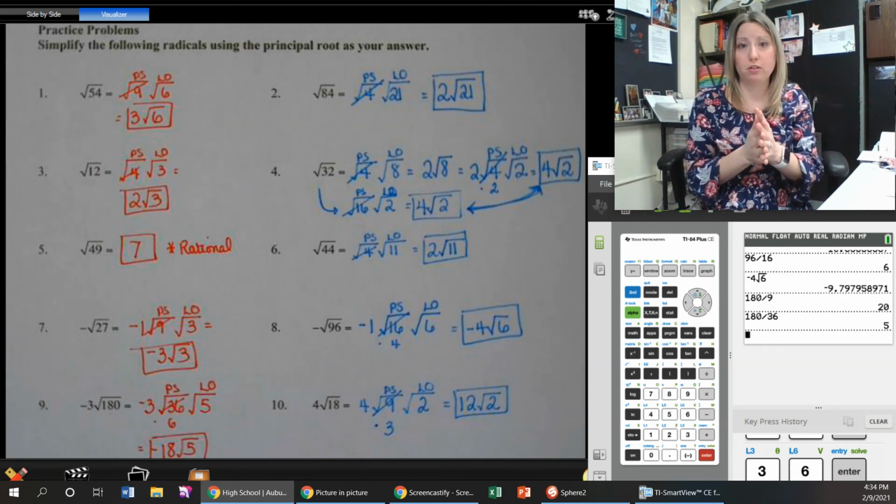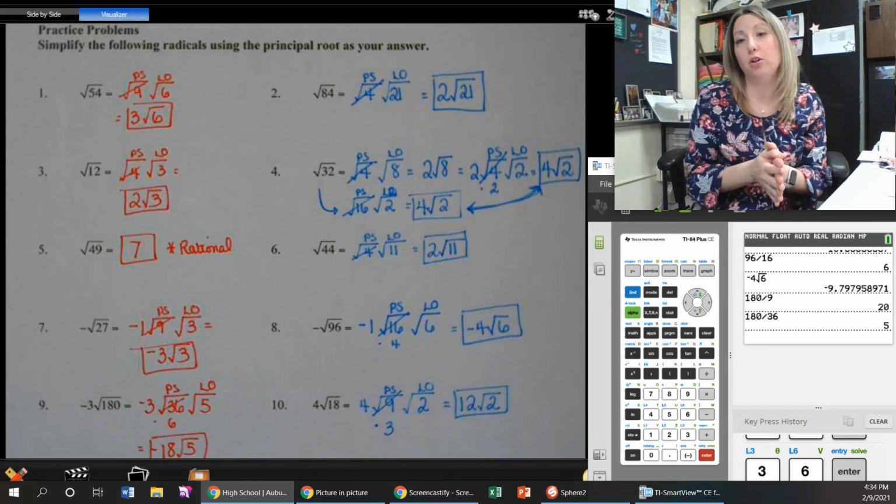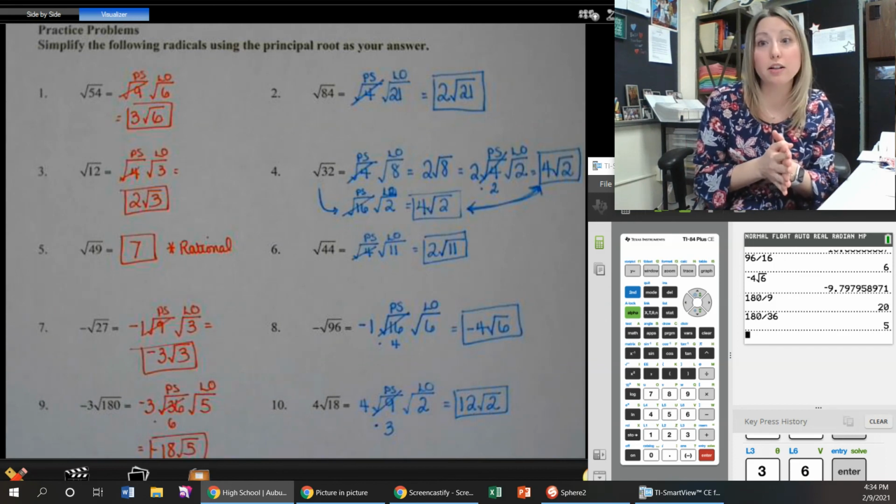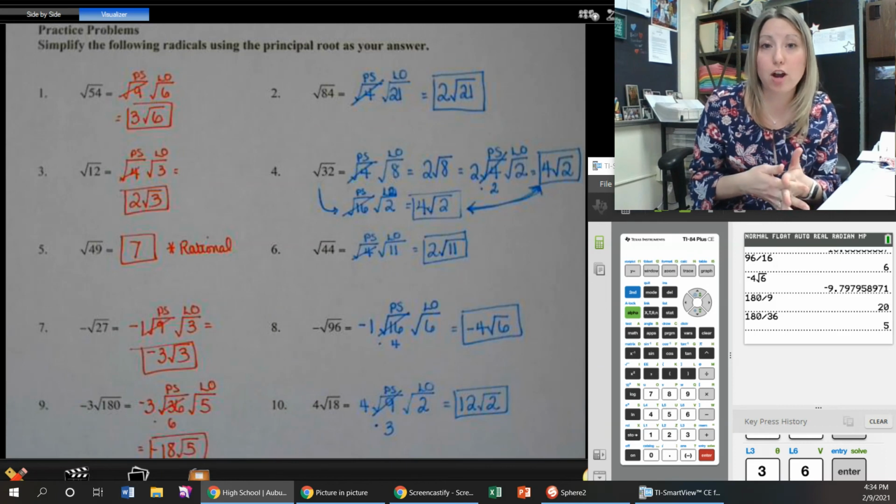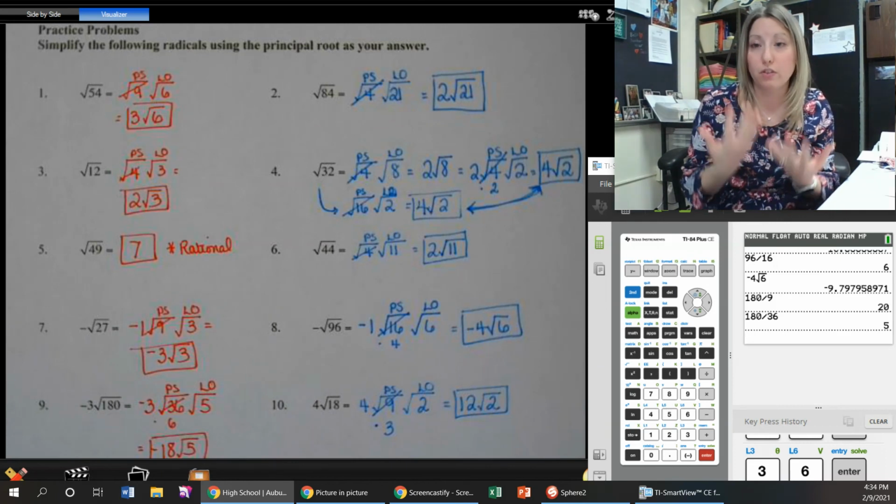Memorize the perfect squares. Practice with the homework. Let me know if you need anything. Again, big deal concept, carries with us in the next chapter and all of our maths from this point forward.